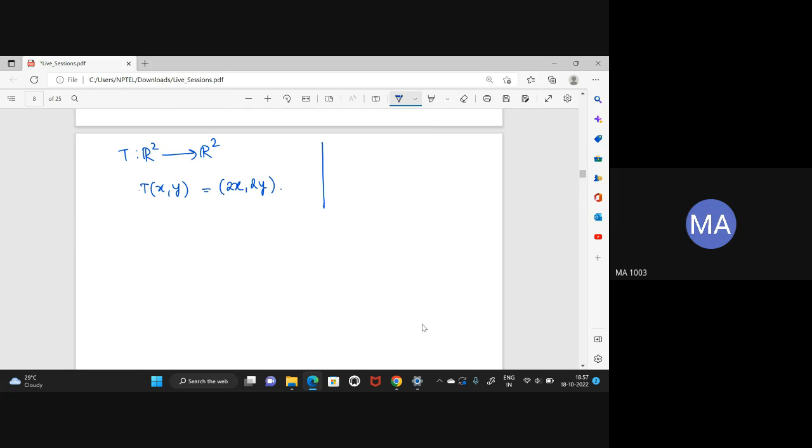So I have the domain, which is R2, and the codomain, which is also R2. What happens to any point x comma y? Where does it go? Scaled up by 2, right? Just going to 2x comma 2y. So if I look at what happens to the unit square, under this linear transformation it is going to become a square of side length 2.